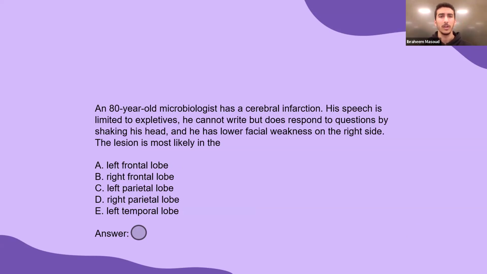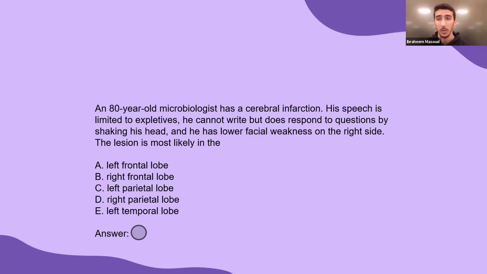Okay, now we moved into the cerebrum, it seems. Let's go through this real quick. Cerebral infarction. Speech is not really good. He cannot write, but he can understand. I'll tell you something very nice once we finish about Wernicke's and Broca's. Option B, right frontal lobe.